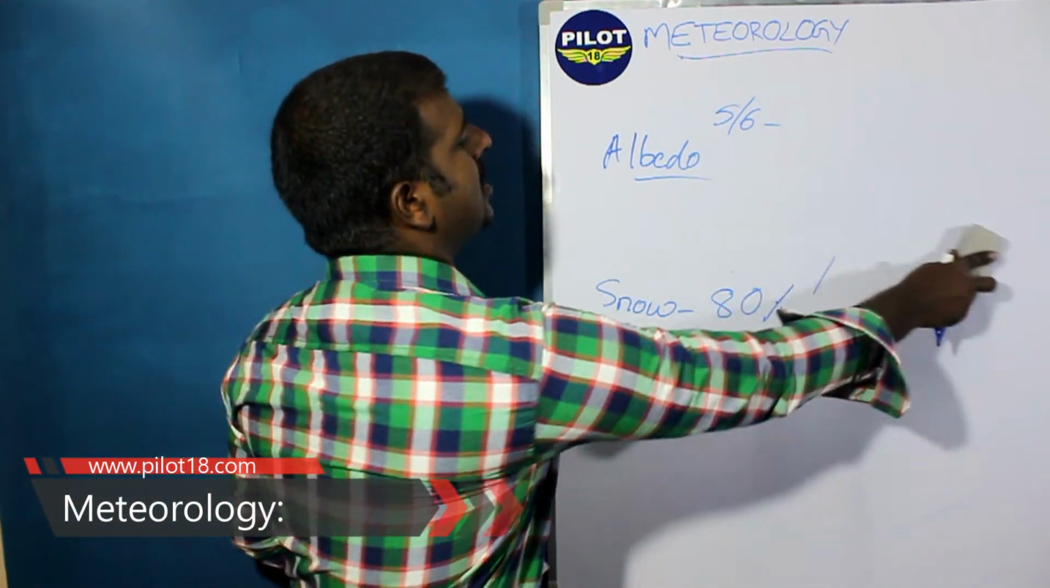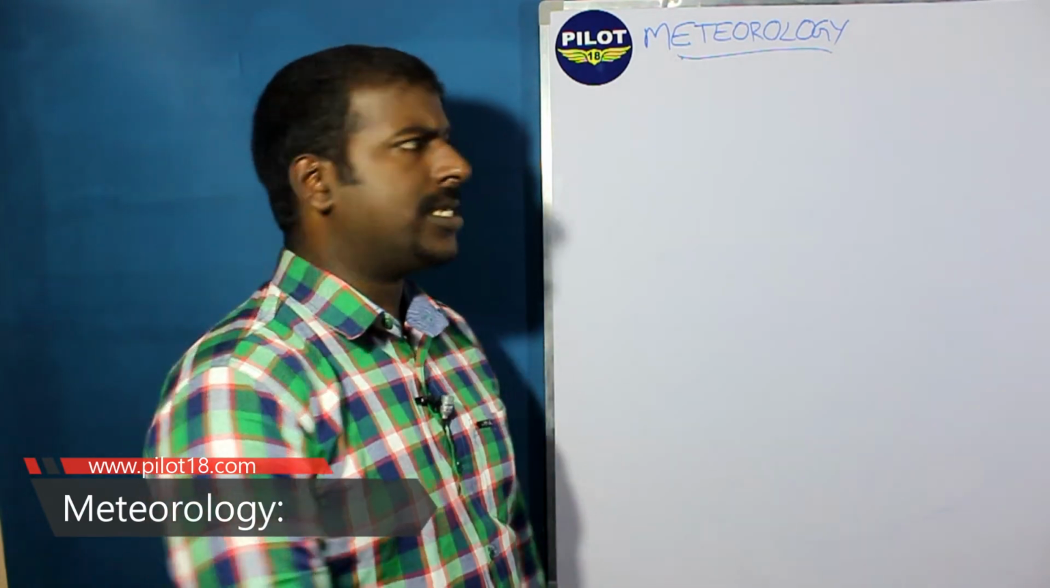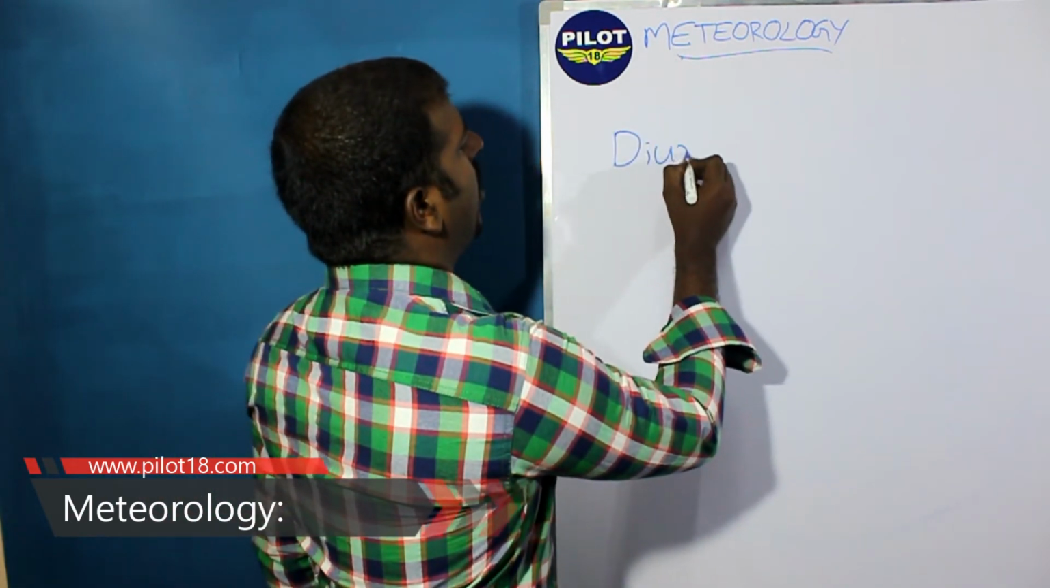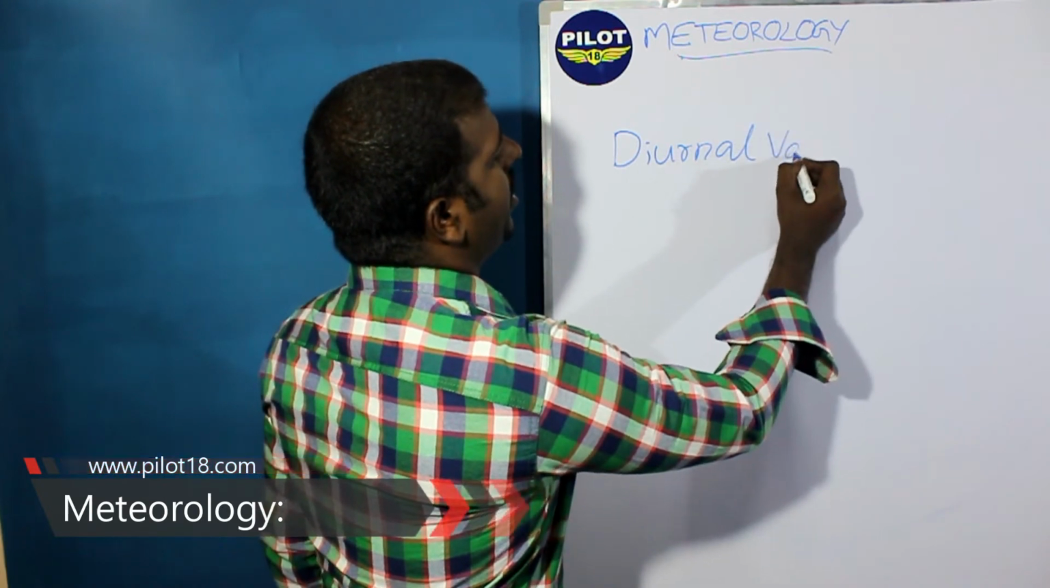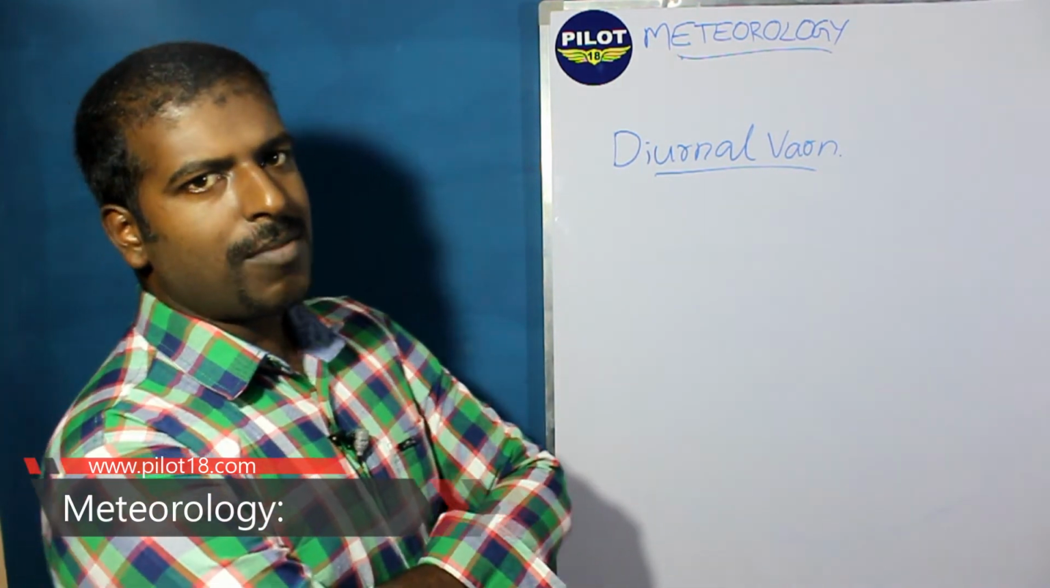And when is the temperature highest and when is the lowest? Okay, this is called the diurnal variation of temperature. Diurnal variation. I think you remember the diurnal variation of pressure. When is the diurnal variation of pressure the maximum and minimum? The primary maximum is at 10 am and the secondary maximum is at 10 pm. The primary minimum is at 4 am and the secondary minimum is at 4 pm.